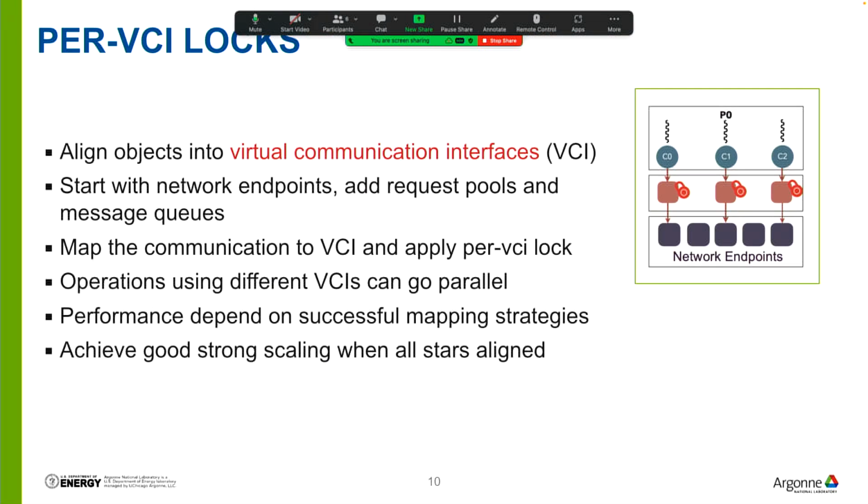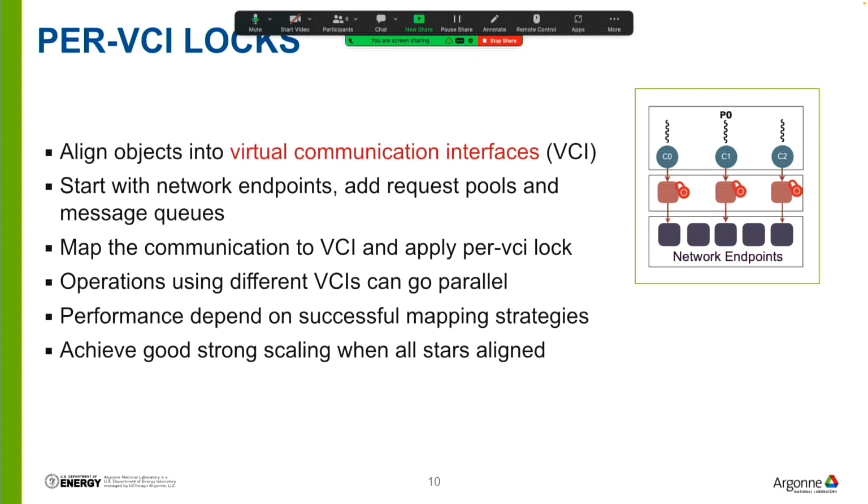Now the hardware layer usually supports multiple network endpoints. And so the natural solution is to split your internal resources into multiple, what inside MPICH we call virtual communication interfaces, VCIs. And in the ideal world, it's much easier to plot here than to realize in practice. But I'm going to just talk about it.